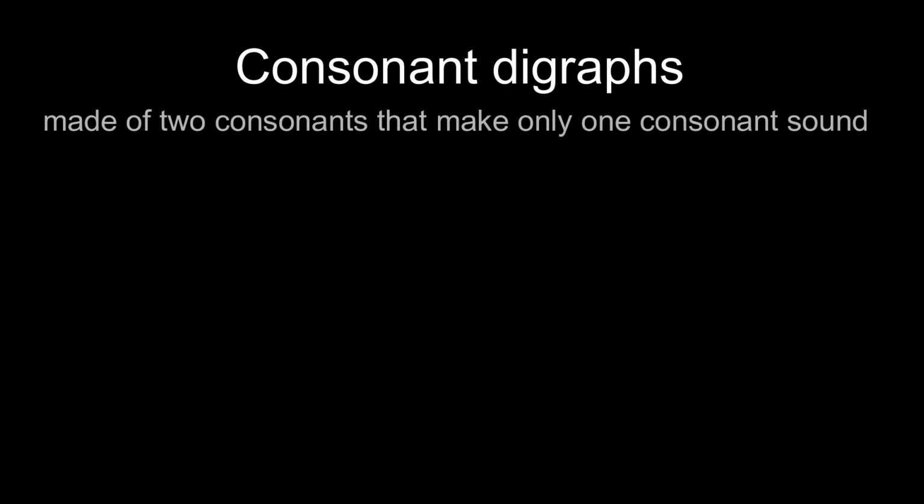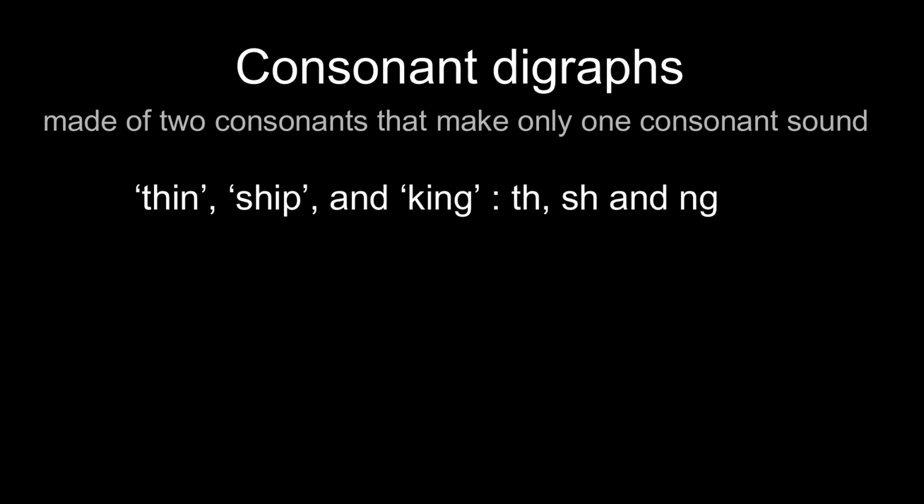Consonant digraphs. Consonant digraphs are single consonant sounds represented by 2 consonants. In other words, they are made of 2 consonants that make only 1 consonant sound. For example, thin, ship, and king have consonant digraphs th, sh, and ng.